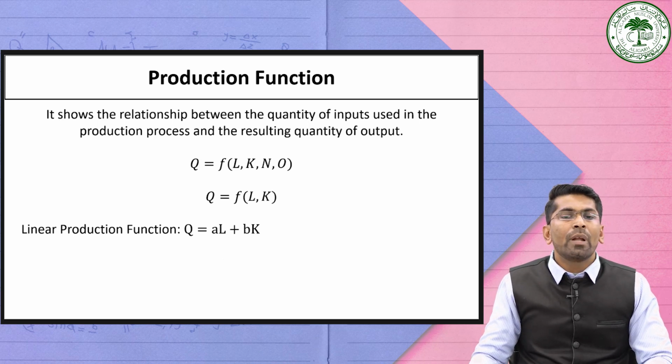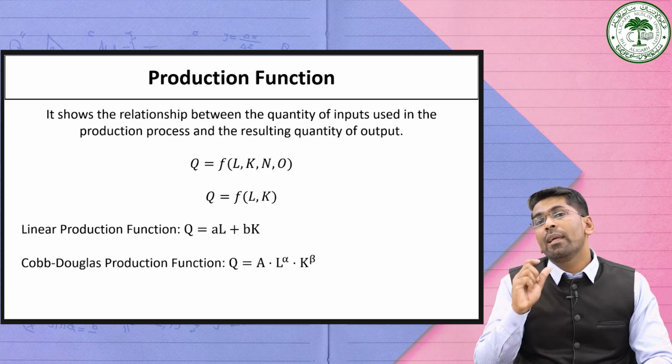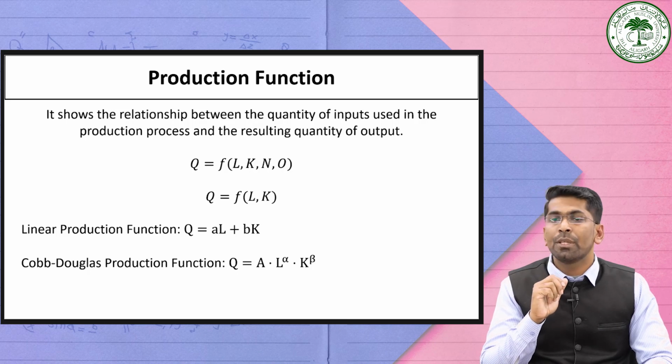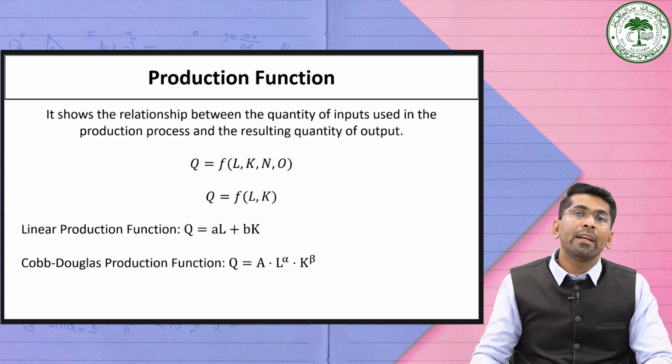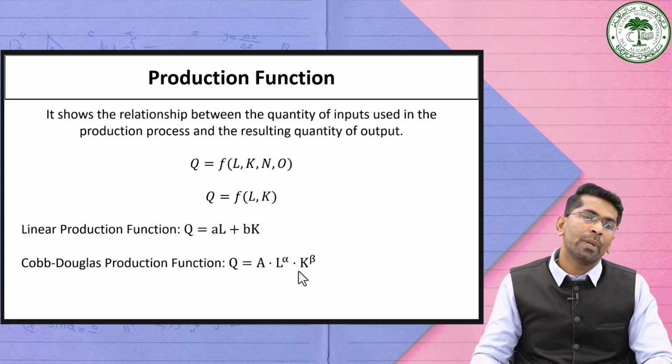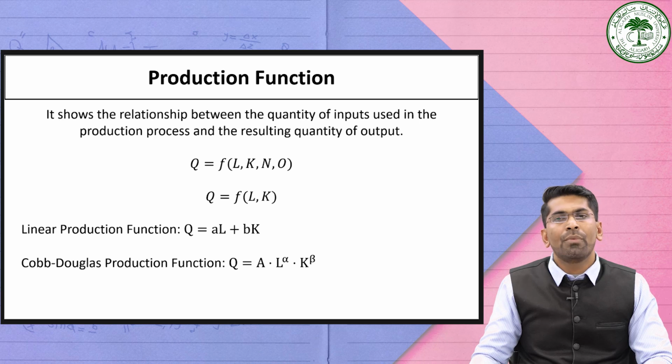Similarly, we have the Cobb-Douglas production function, which is one of the most widely used production functions, and which can be generally written as Q = A L^α K^β, where A is a positive constant coefficient, and α and β are constants representing the output elasticity of labor and capital respectively. So this is all about the production function.